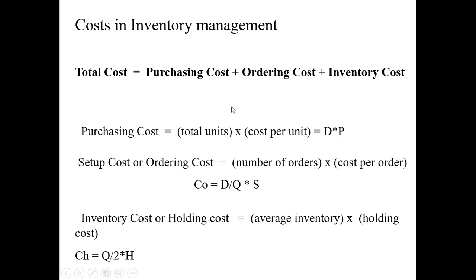So the question is: what is the minimum cost of inventory such that we don't have any kind of extra expenses to be paid, either as ordering cost or inventory cost? At the same time, we should not have any kind of stock out or shortage of inventory.